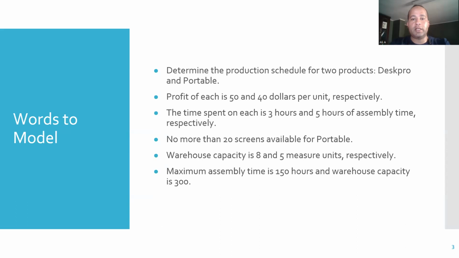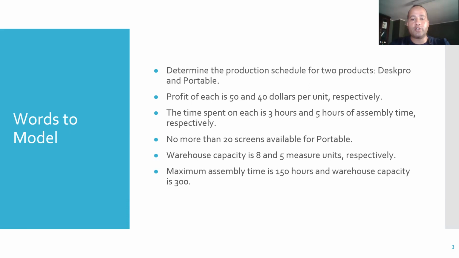This is a weekly decision-making problem. Given limited resources, we would like to determine the production schedule of two computers, Disk Pro and Portable. The profit that we want to maximize for each is $50 per unit of Disk Pro and $40 for Portable. Production time for each is 3 and 5 hours respectively.